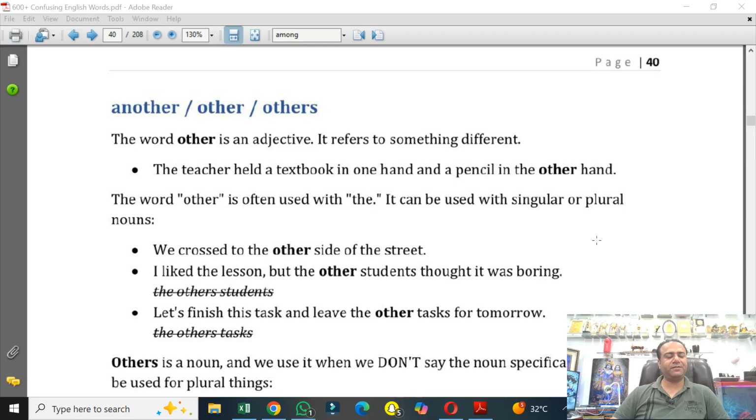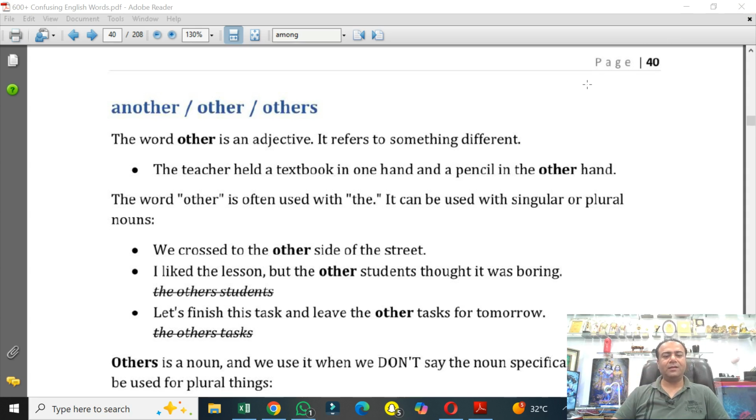Today we will talk about the difference between another, other and others. The word other is an adjective. It refers to something different. The teacher held a textbook in one hand and a pencil in the other hand. The word other is often used with the. It can be used with singular or plural nouns.